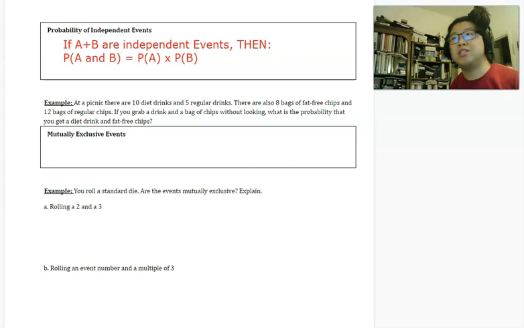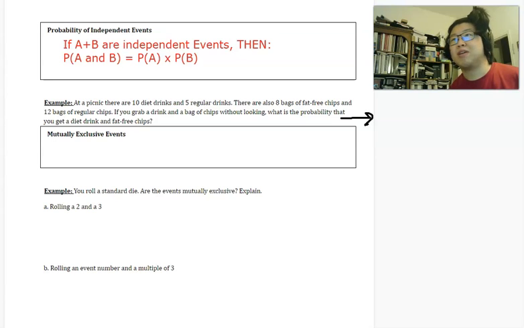Okay, there are 10 diet drinks and 5 regular drinks at a picnic. There are also 8 bags of fat-free chips and 12 bags of regular chips. If you grab a drink and a bag of chips without looking, what's the probability that you get a diet drink and fat-free chips? There should be more space here, but I'm going to be doing it out here just for you guys.